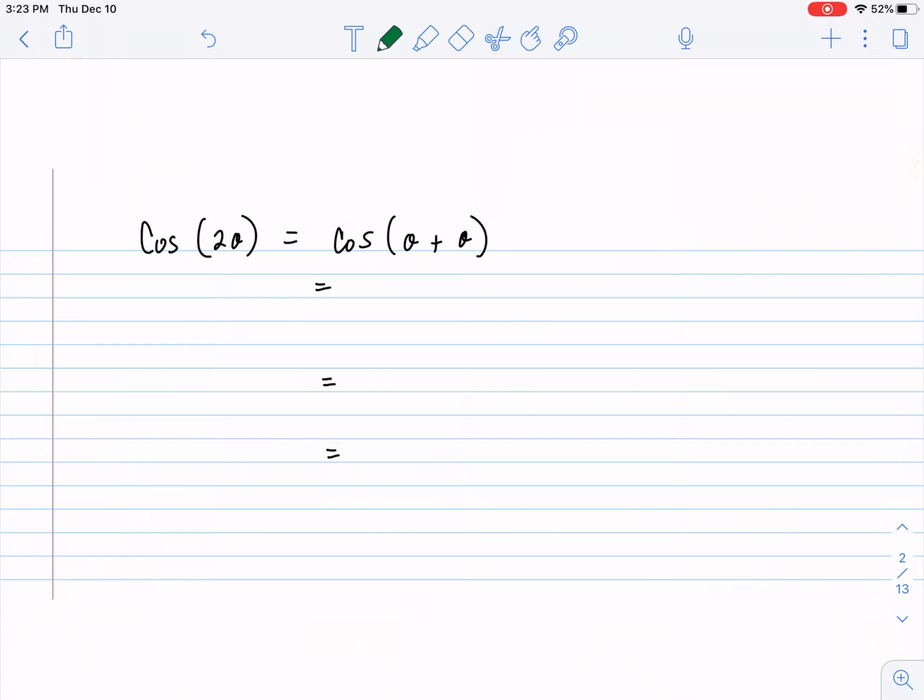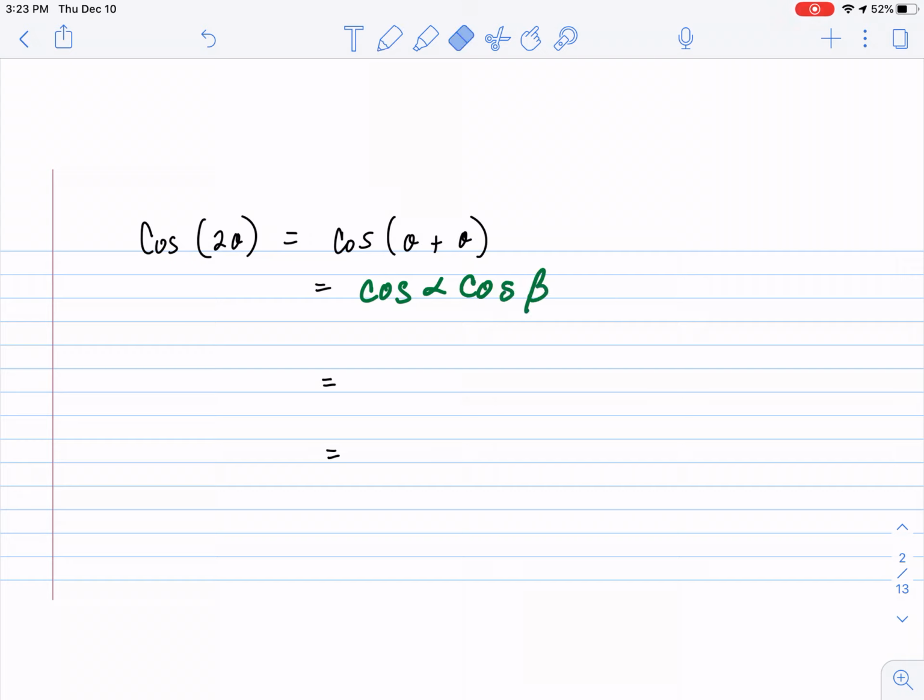All right. Likewise, I can figure out the cosine of 2 theta. Again, it's the cosine of theta plus theta. Let's write down the formula for the sum of cosine. It's the cosine of alpha times the cosine of beta minus the sine of alpha times the sine of beta. That's just the formula for the sum of cosine.